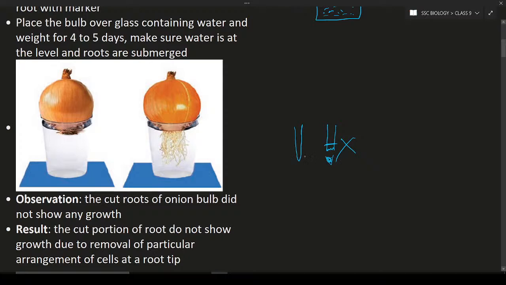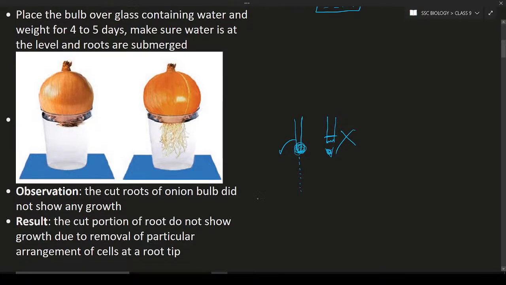Right, so here this root is going to grow. This root grows in the same way. Why? Because it has some important tissue in this region. This tissue is going to help the roots to grow properly. So that is about our experiment.